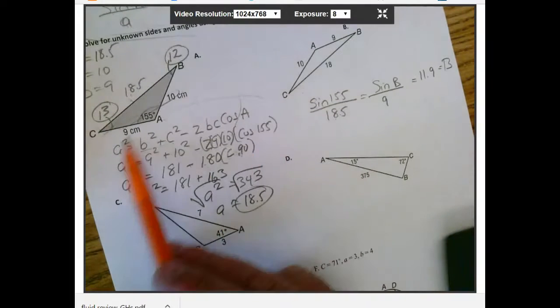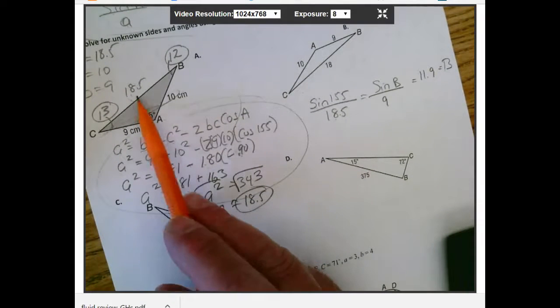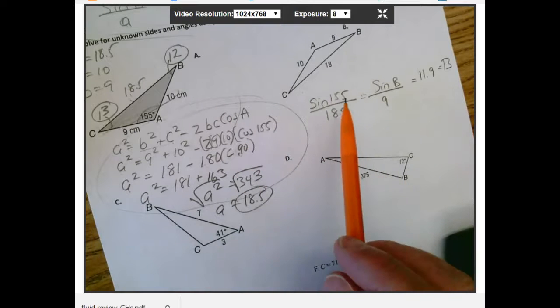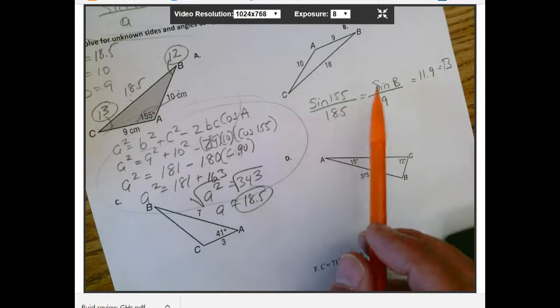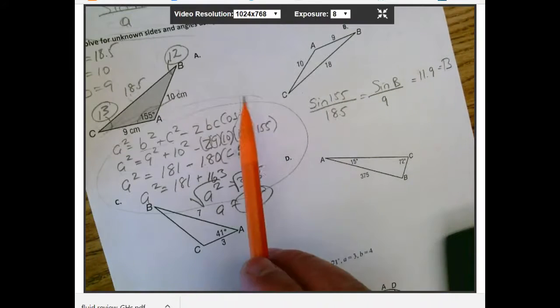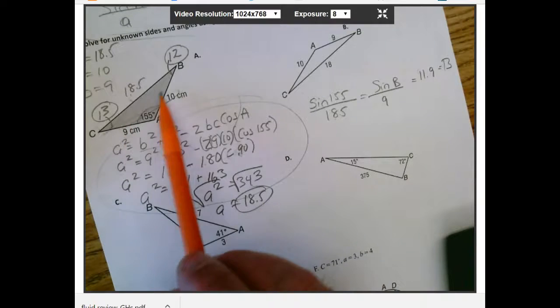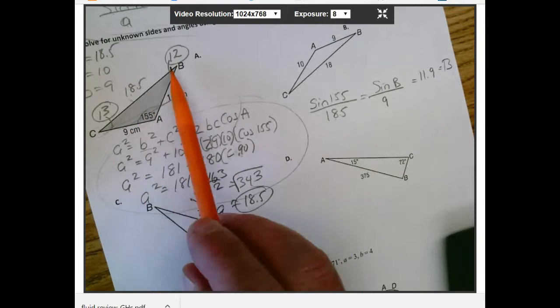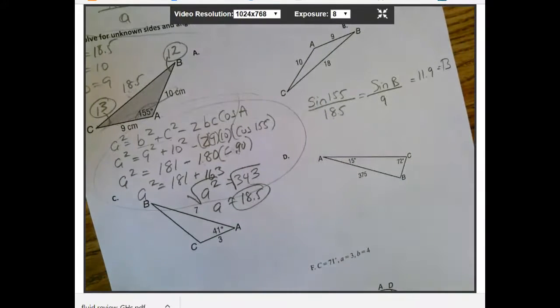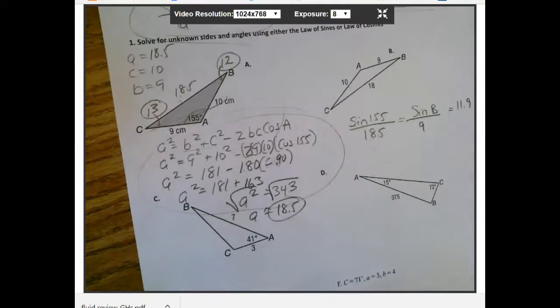You use your law of cosines if you don't have a side and an angle matched up. Then you use your law of sines to figure out, once you have a side and an angle matched up, then solve for your next angle, and then solve for the last angle just by 180 minus whatever the first two angles are. Okay, that's that one. That's law of sines and law of cosines, and that's how you do it.